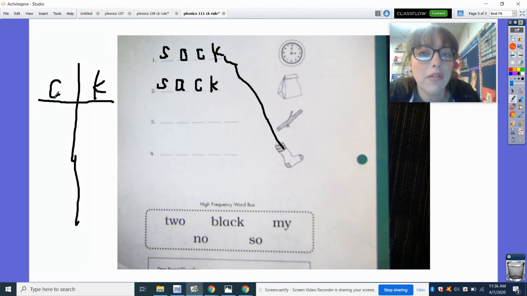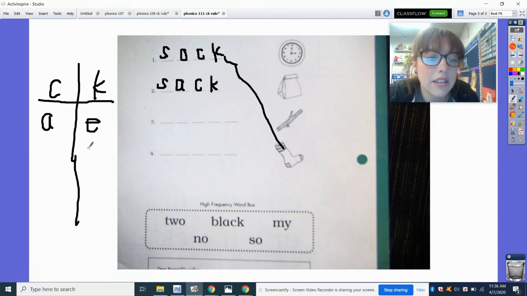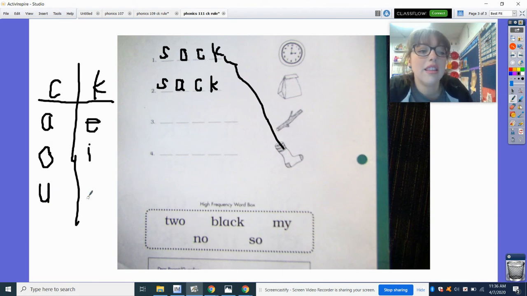So C's have all of the curved vowels. So A goes with C. E goes with K because it looks like a curved letter, but remember, you go out the door and that's a straight line. And then you have an I, and an I is a straight letter, so that goes with K as well. And then you have your O, which is a curved letter. And then you have your U, which is also a curved letter. And then you have your Y, which is a straight letter.